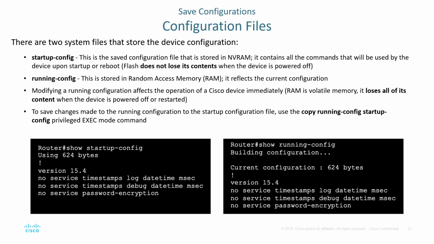To save changes made to the running configuration to the startup configuration, it is copy running config startup config, which translation means copy what I'm doing right now to my startup file. Okay, so that when I reboot my machine, everything I've done will be saved.